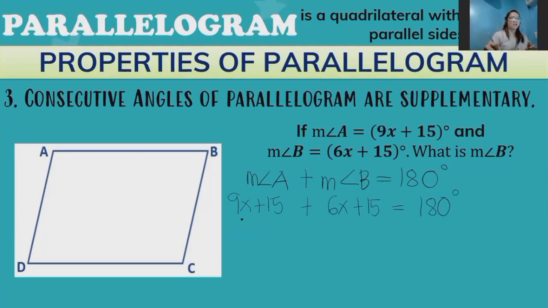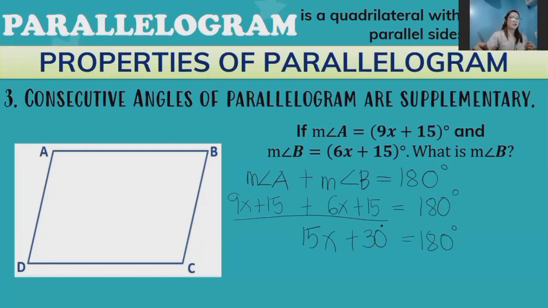And then on the left side of the equation, all you have to do is to combine like terms. And that is 9x plus 6x. What is the answer to that? 9x plus 6x. Who can give me the answer? Jillian, okay. Your answer? Yes, okay. 15x. And then 15 plus 15 is 30, which is equal to 180 degrees, okay?